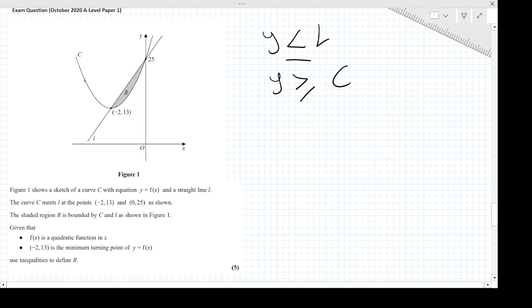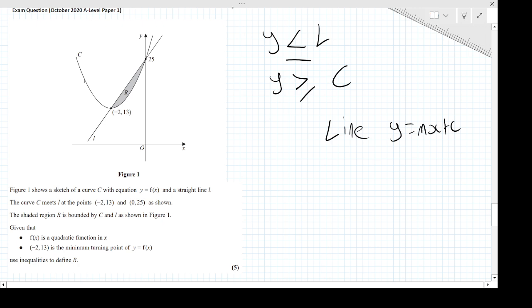Okay, cool. So again, the mission really there is to just find what L and C are. So we've got the main question, right? We've got our inequalities. Now we just need to find the line and C. Firstly, L, the line. The line is going to be y is mx plus c again, isn't it?